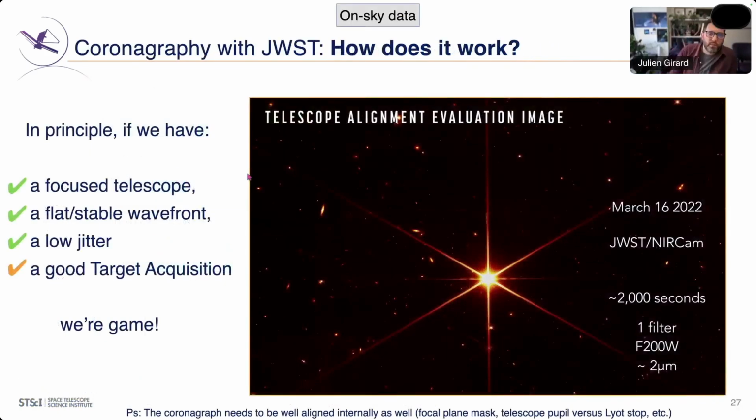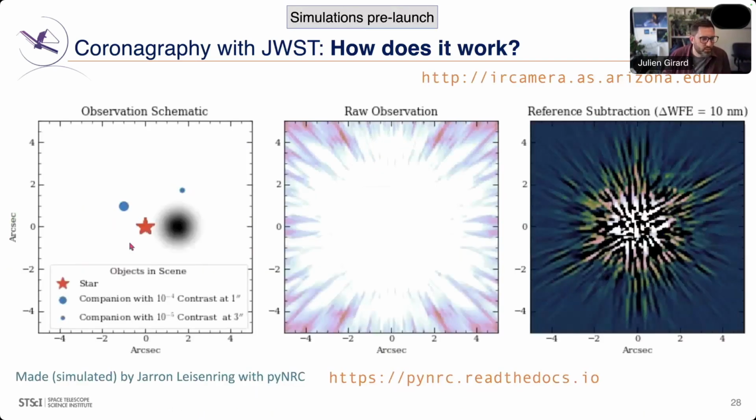So how does coronagraphy work? In principle, if you have a focused telescope, a flat and stable wavefront, low jitter, and a good target acquisition, so a good centering of the star behind the mask, then we are game, right? Of course, the coronagraph has to be aligned also inside the instrument, so the pupil and the Lyot stop, etc. So that seems very simple. We're in space, we don't have the atmosphere, we don't have turbulence, so in principle that should be easy.